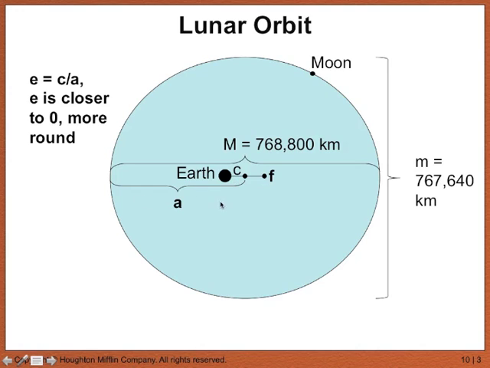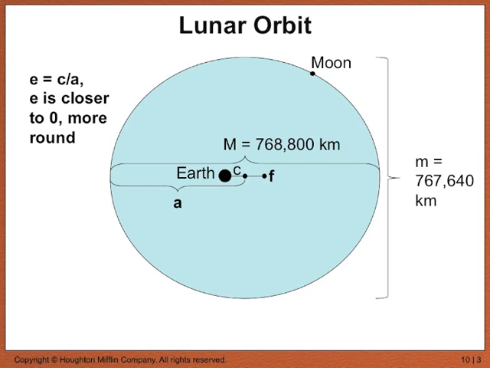A is, just as you'd expect, half of the major axis. And the major axis, which we know by observation, is 768,800 kilometers. The minor axis, which would be the height of this elliptical orbit, little m, is 767,640 kilometers. Now you can see just by looking at the numbers that the difference between big M and little m isn't that much, and that's why this isn't a very elliptical orbit, but it is slightly elliptical.